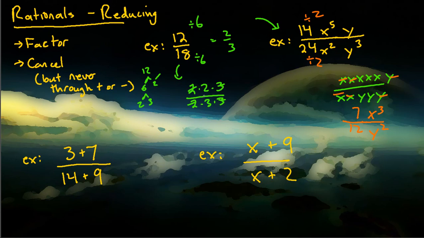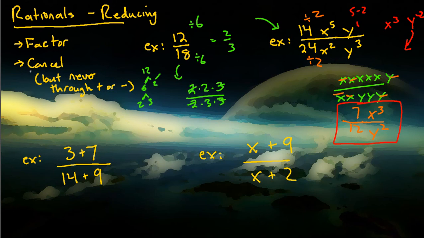Another way to think about it is with the rules of exponents, where we subtract those exponents. 5 minus 2 is 3, and we get x to the third. There'd be a 1 here, and 1 minus 3 is negative 2, and then we would move the y down, and we would get y squared. So that gives us this answer right here.